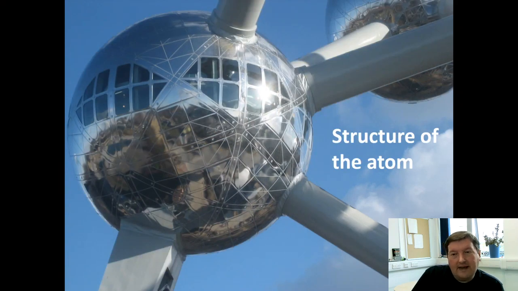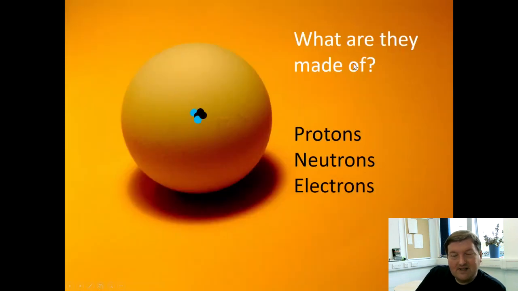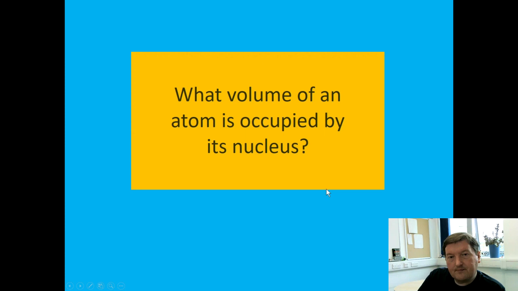Okay, so let's look at the structure of the atom. So what are atoms made of? Well, atoms, as you may know, contain protons, neutrons, and electrons. So protons and neutrons make up the nucleus, and the electrons circle the nucleus.